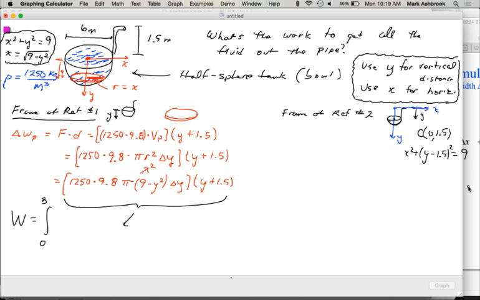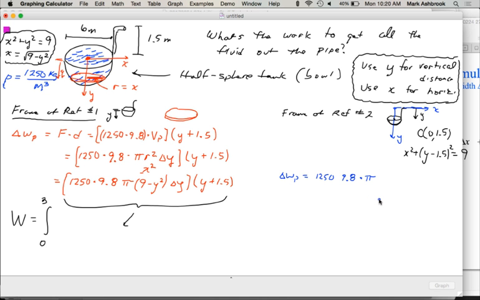So that's the equation. When we put our frame of reference up there at the top of the pipe, the center of our circle is no longer at y equals 0, it's at y equals 1.5. So we have this new circular equation. All right, so here we go. Now the volume of the work for the pancake is going to be 1250 times 9.8 times pi times the volume of the pancake.